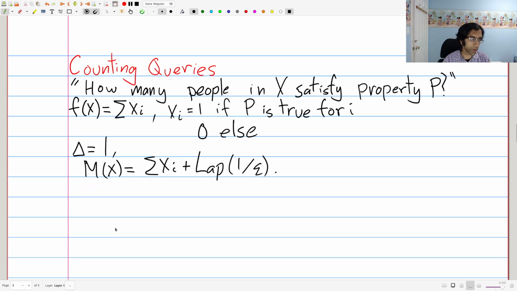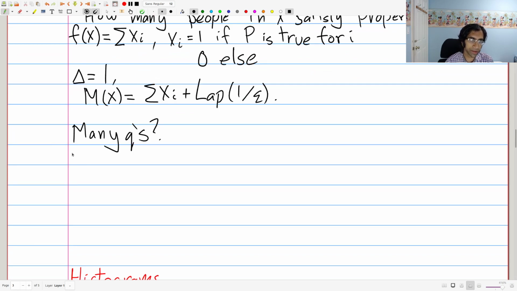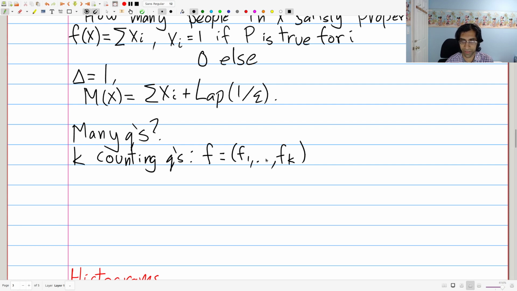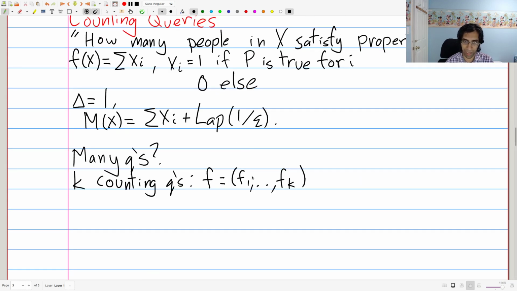Okay, so that's just one query, but let's suppose we want to ask many queries instead of just one. In particular, suppose we had k counting queries of the same form. And now our function is going to be a vector, f1, f2, all the way up to fk. So we have a bunch of counting queries which are all specified in advance. One might ask how many people have blonde hair, another might ask how many people have income of at least 50,000 a year, etc. So these are our k counting queries.